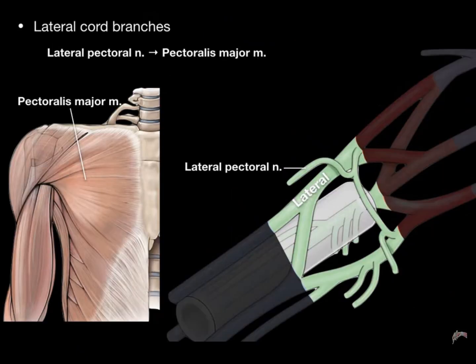The lateral cord branch is the lateral pectoral nerve. It passes across the axillary artery and vein, pierces the clavipectoral fascia, and enters the deep surface of the pectoralis major to innervate it.